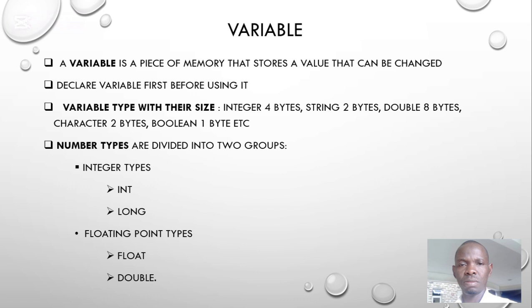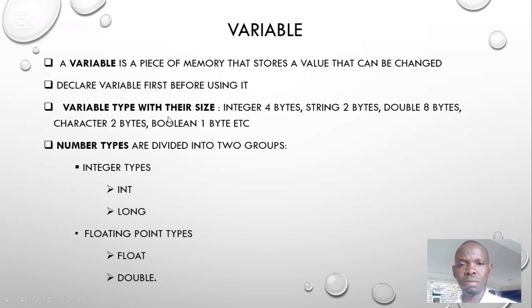In learning C#, the first thing we also need to consider is variable declaration. How do we declare a variable? A variable is a placeholder. It is a piece of memory that stores a value that can be changed. First, a variable has to be declared before you can use that variable, before you can call that variable, before you can invoke that variable.